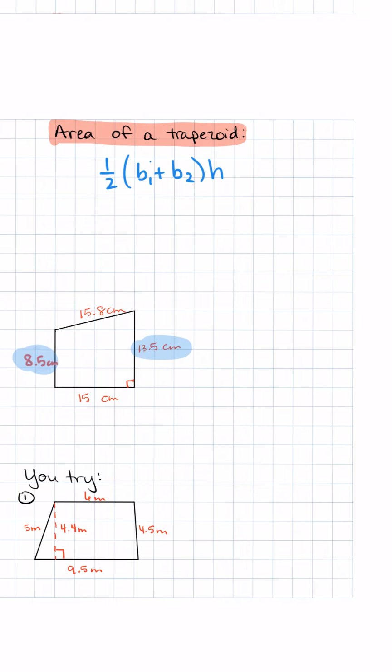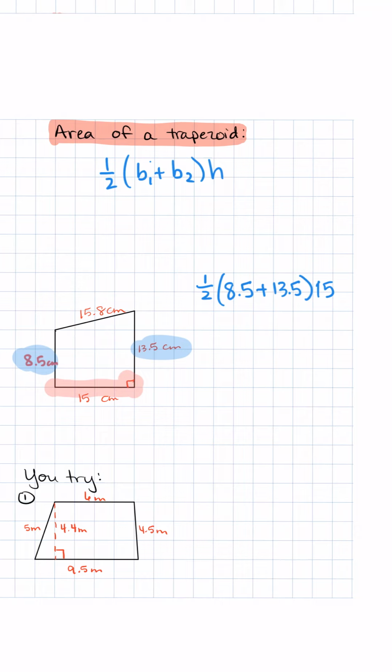So let's plug it into our equation. 1/2 times 8.5 plus 13.5 times the height. And the height is going to be where you see the line that has the 90-degree angle. So the height is going to be 15.